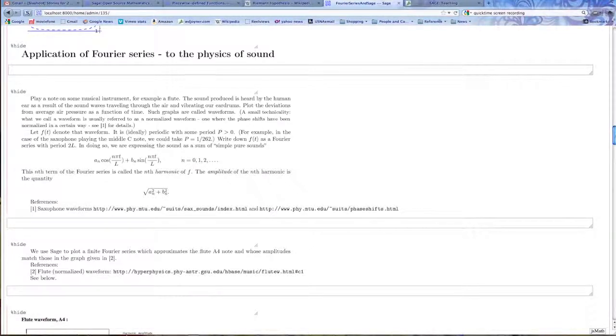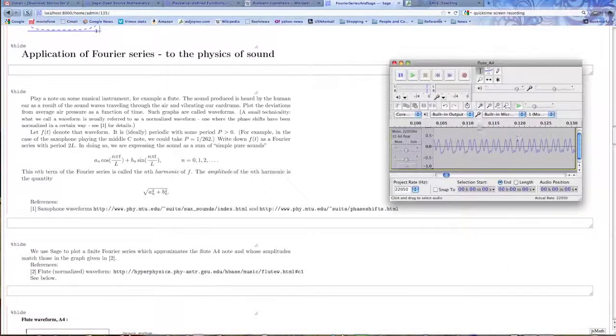Let's see how Fourier series can help us understand the physics of sound. If you look at, for example, the sound of a flute, hopefully you heard that okay, that is a flute playing the note A4. And you can see here, this is Audacity, and it is displaying the actual audio file there. This periodic pattern here is called a waveform.